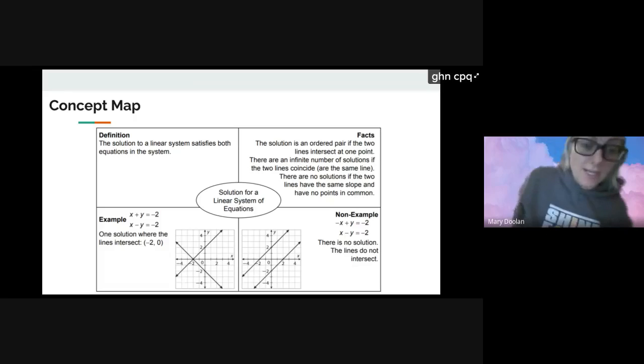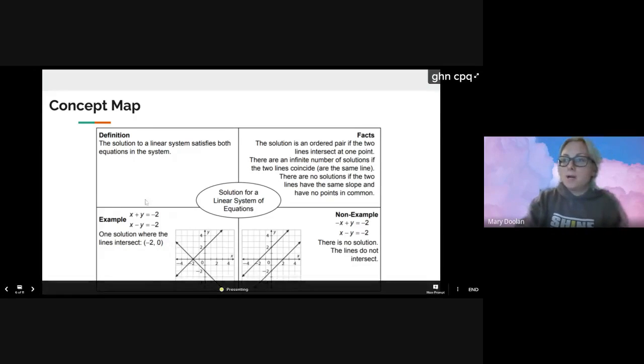An example of that is right below in this box. Here is x plus y equals negative 2, x minus y equals negative 2. So we have two equations, both with the same variables. This is a system. And if we graph those lines, this is the picture of their graph. There is one solution where the lines intersect. The place that these two lines intersect is right here, and the ordered pair that represents that point is negative 2, 0. So that is the solution to that system.